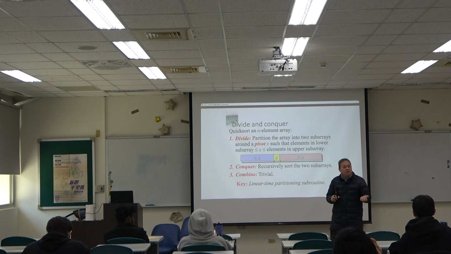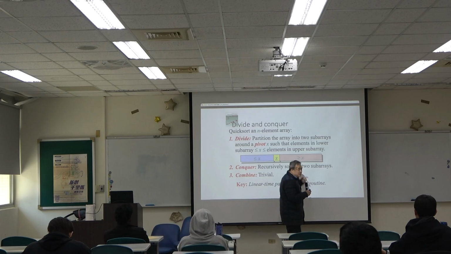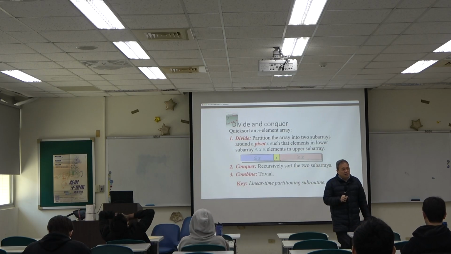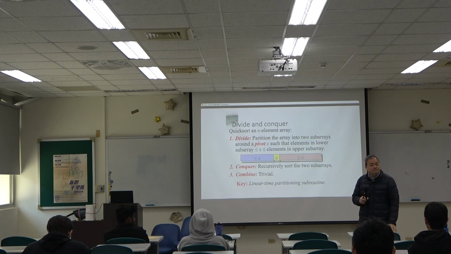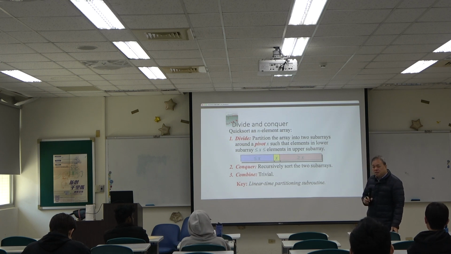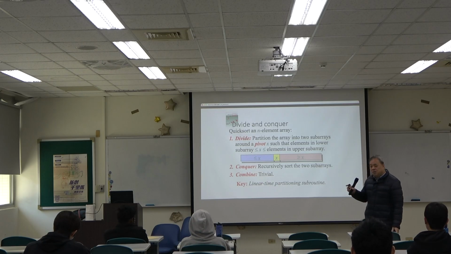And also, it doesn't mean the size here and the size here are the same. No, they are not necessarily the same. A lot of the time, actually most of the time, they are different. It doesn't matter. In the worst scenario, one of them could be an empty set. If you happen to pick your pivot to be the minimum element or the maximum element, then one of these areas will be empty.